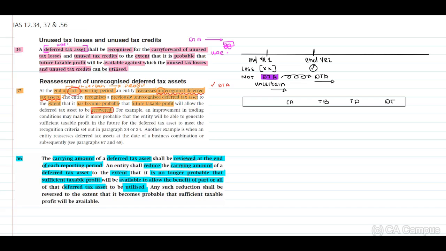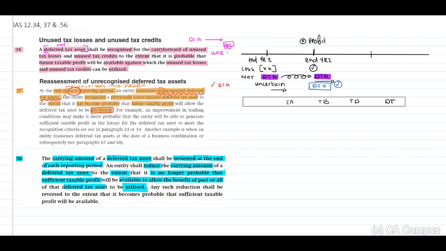At the end of year 2, it might be that they now have recognized profits. Therefore, if there's profits at the end of year 2, there will be certainty in year 2 in terms of the year 1 losses. Therefore, we may now recognize this deferred tax asset to be able to use this. And then paragraph 56 indicates to us, if we have recognized our deferred tax asset, let's say at the end of year 2, we've recognized this.